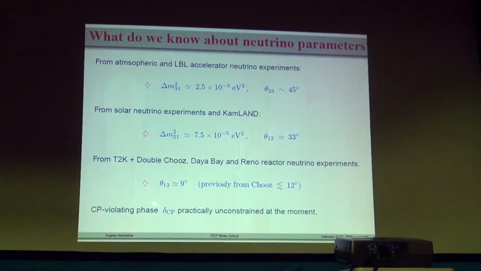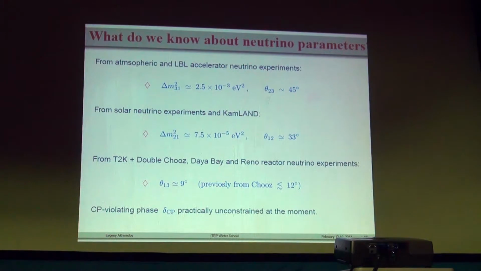And the last mixing angle, until very recently we didn't know it at all. We only had an upper limit from the Chooz experiment, which was about 12 degrees. For many, many years, we didn't know whether it is even non-zero. And last year there was a breakthrough. Several experiments actually measured it. They found that it is non-zero at about 10 sigma level, and its value is very close to 9 degrees. So we finally now know all leptonic mixing angles, all three of them.